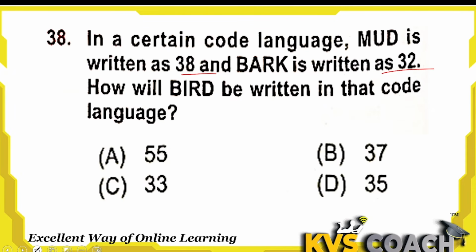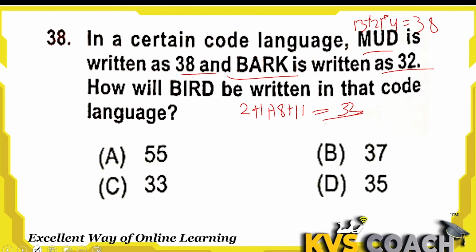Question 38 is, in a certain code language, mud is written as 38 and bark is written as 32. How will bird be written in the code language? Look, mud is written as 38. If you write down the alphabets, M comes at number 13, U at number 21, and D at number 4. So 13 plus 21 plus 4 is equal to 38. Same for bark, B is number 2, A is number 1, R is number 18, and K is number 11. So 18 plus 11 plus 2 plus 1 is equal to 32.